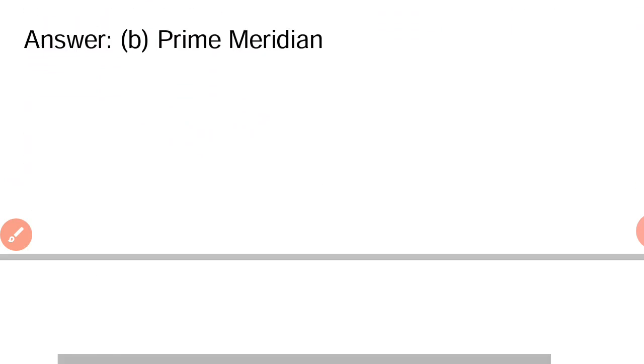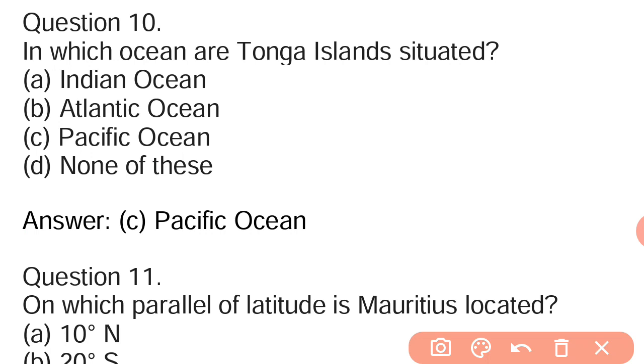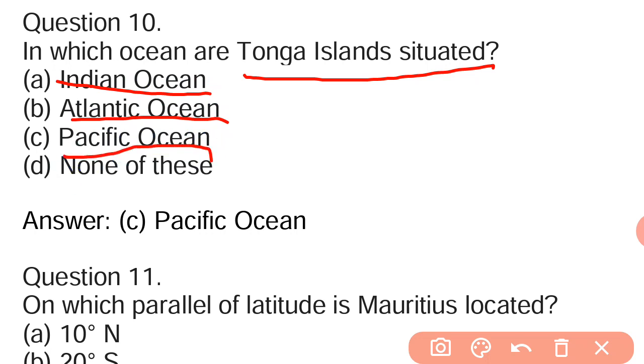Next question, in which ocean is Tonga Island situated? Option A Indian Ocean, option B Atlantic Ocean, option C Pacific Ocean, option D none of these. Right answer is option C Pacific Ocean.